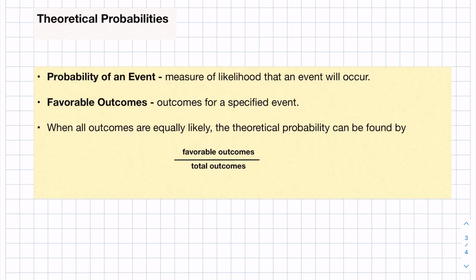Theoretical probabilities. These definitions are just some of the more basic understandings of what general probability is. Probability of an event is the likelihood that an event will occur. Favorable outcomes are the outcomes of a specific event, clearly the event we want to talk about. When all outcomes are equally likely, the theoretical probability can be found by the favorable outcomes over the total outcomes. This is basically the probability of a coin landing on heads is 1/2 because there are 2 outcomes, right? It can either be heads or tails, and we only want the heads, so it's 1/2. Let's solve this problem.